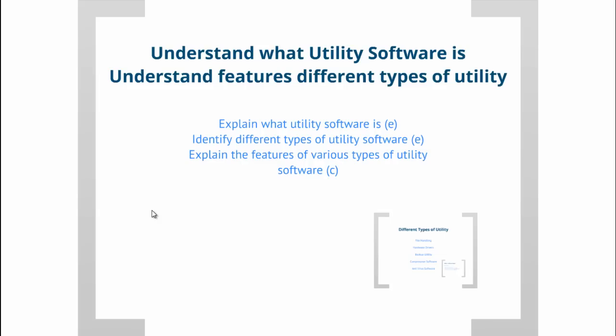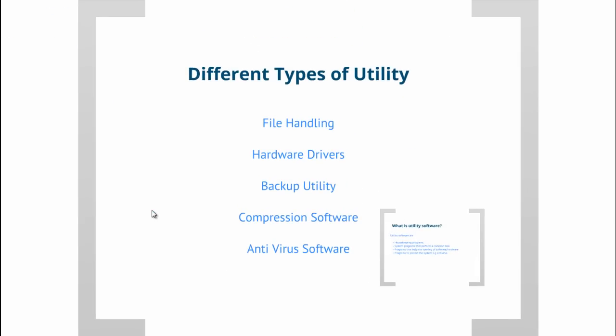So to identify different types of utility, we have file handling, hardware drivers, backup utility, compression software, and antivirus software. These are the ones that you'll need to know about for the spec. There are other types as well. These are the main ones that you'll need to know about for the spec.